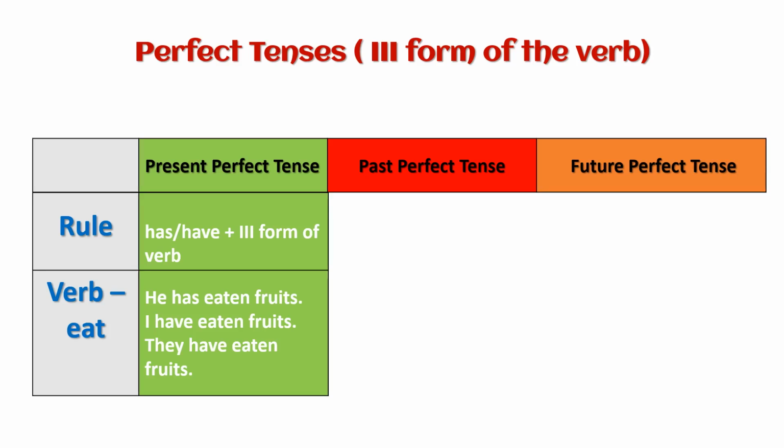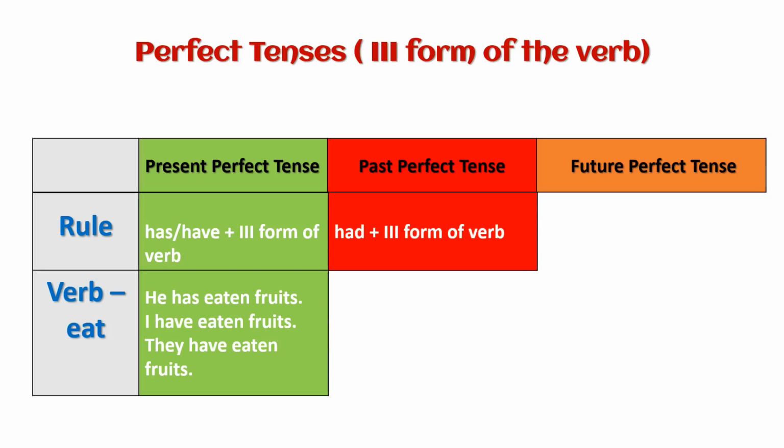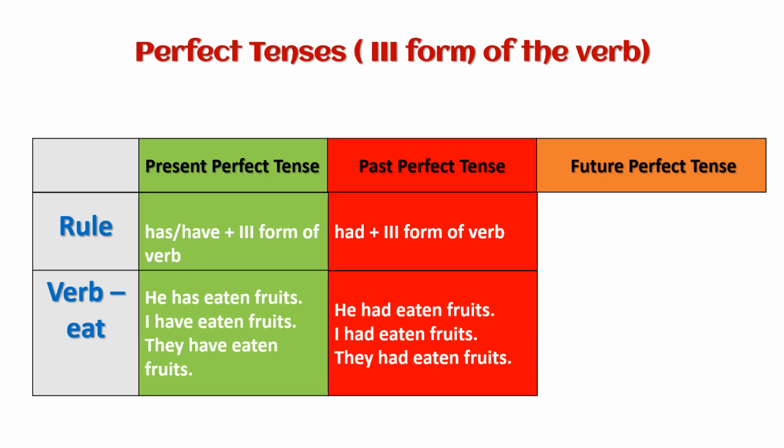Now let us see past perfect tense. The rule for past perfect tense is that we always use the helping verb had. Only had, simple, one helping verb only, had plus third form of the verb. So let us see the examples now. He had eaten fruits, I had eaten fruits, and they had eaten fruits. Whether the subject is singular or plural, always we will use the helping verb had. I hope this is clear now.